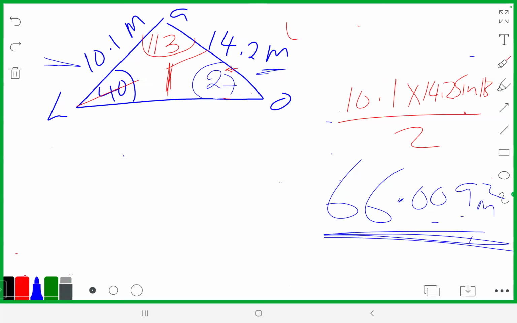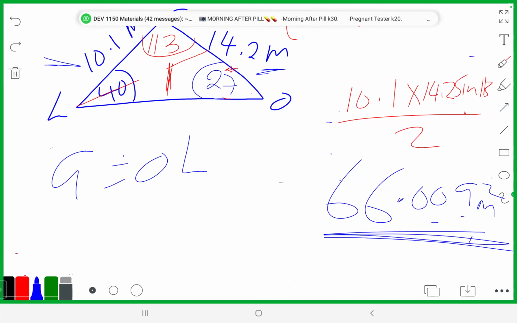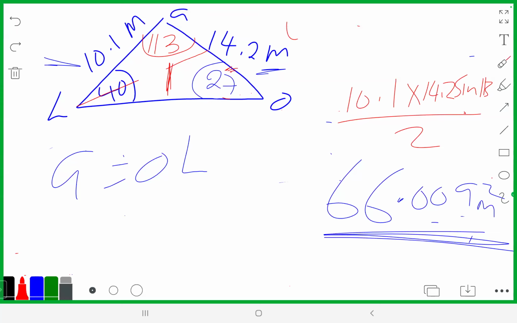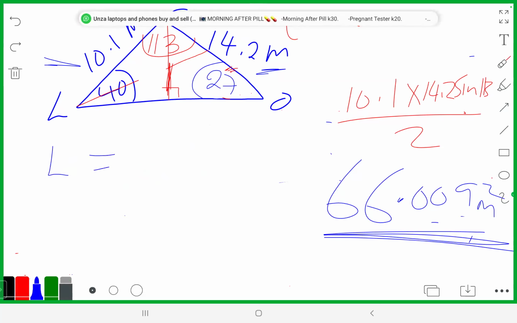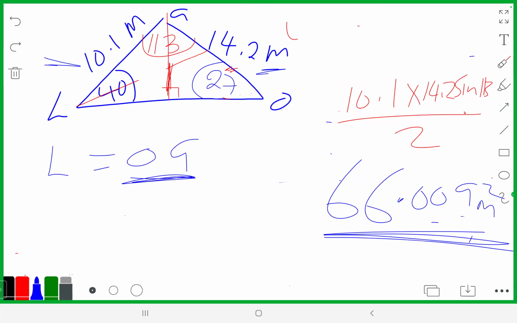If they say, for example, from G to OL, it means the line is cutting from G to OL. You get the point? So OL shall be your base. This will be your base. Now, in your question, they are saying you have to move from L to OG. Follow nicely. This one will be your base.